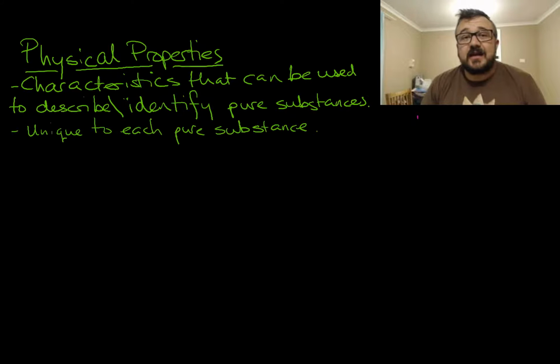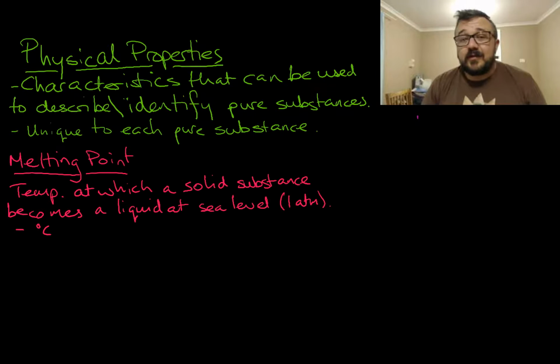Now, these are unique to each pure substance, right? So a pure substance doesn't share its physical properties with another substance. And if we're able to measure those properties, we can determine or identify that pure substance. Or we can also make predictions of, if we know the properties of a substance, when it's going to be useful.